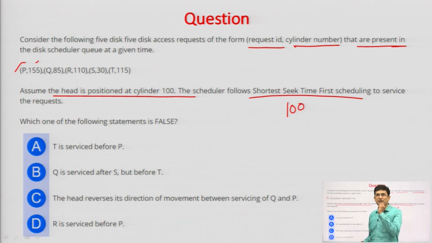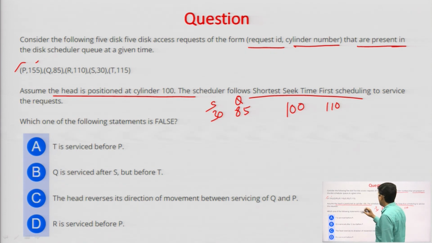Since this is asked with respect to P, Q, R, S, T, let us do it with the help of this only. So, the requests are 155, 85, 110, 30, 115. So, 30 is the request which is S, and then 85 is the request which is Q, and then 110 is the request which is R, then 115 is the request which is T, and finally we have the P request with 155.